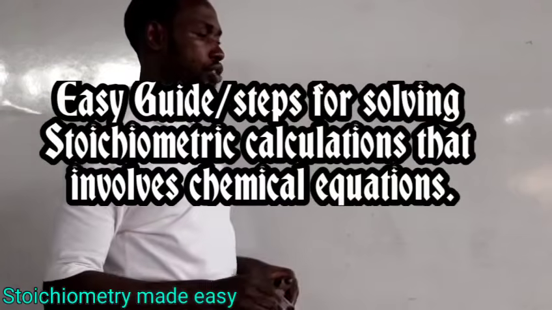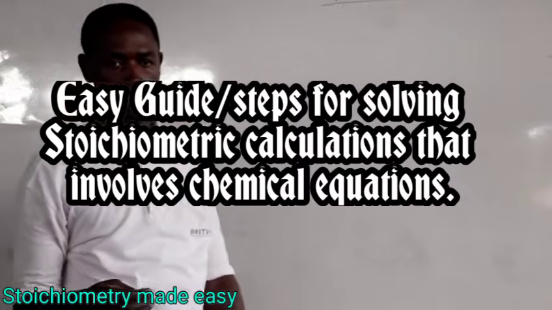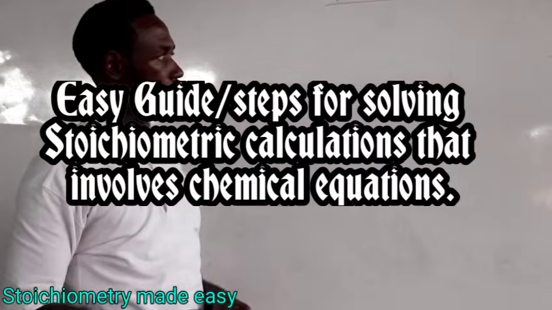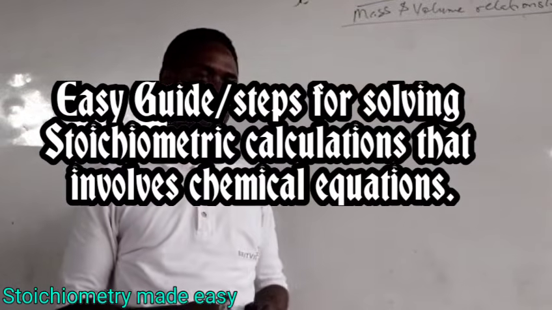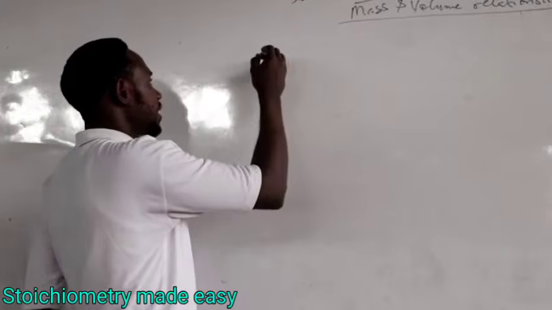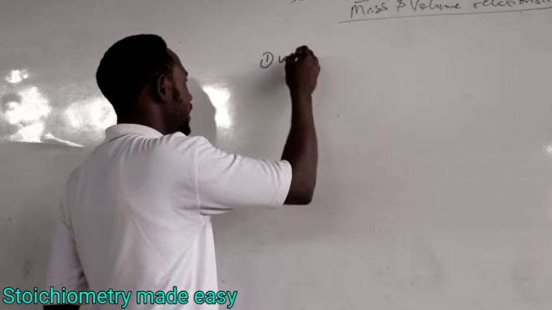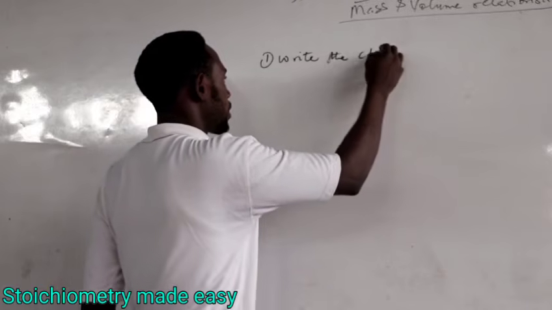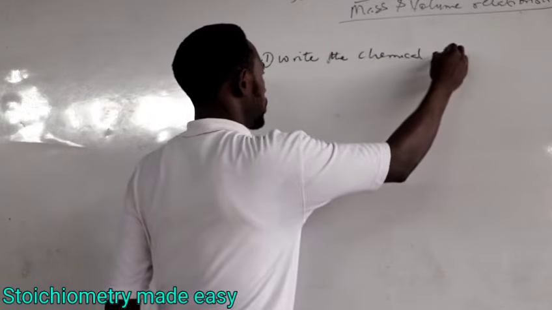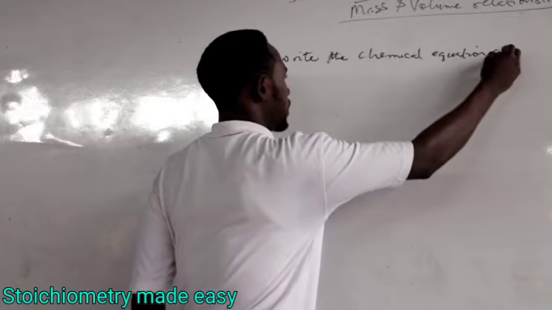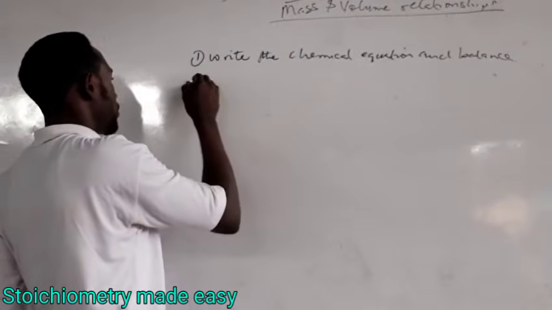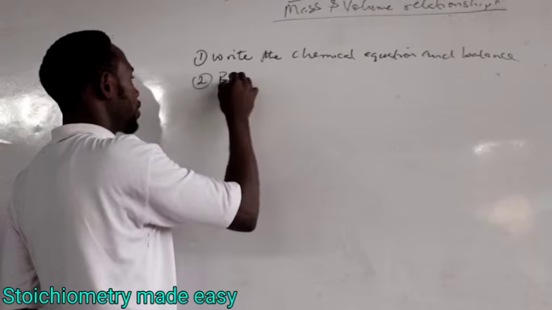So let me now give you the theoretical steps you must take during the calculations of stoichiometry. That's calculations involving mole that determines mass and volume. First, simply, you have to write the chemical equation and balance it.